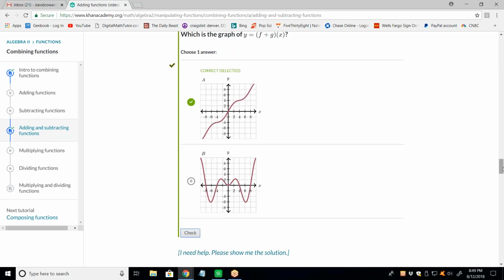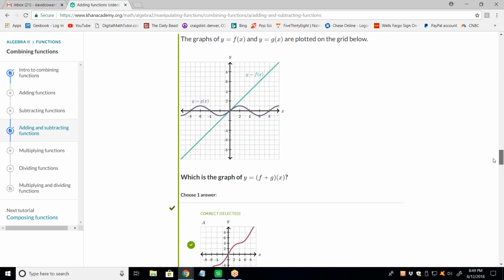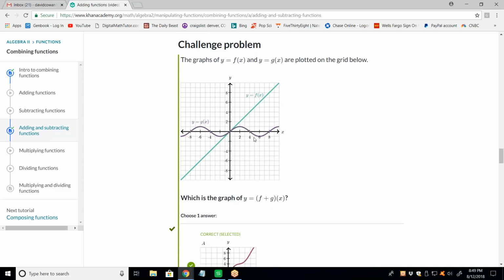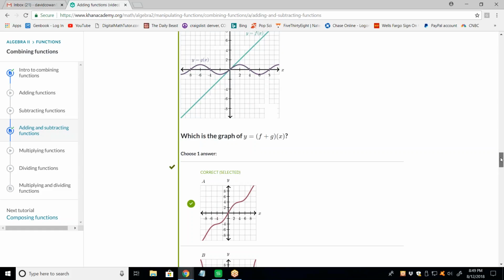But that's how you do it. In other words, you don't really need to know what these two functions were. I didn't need to know that that was y equals x or that that is y equals sine of pi over 8 x. It's irrelevant to the solution. All we had to do is add the two y values together of each function at a particular point and make sure that it agrees with this function that they came up with. Because it's hard to tell. When you look at these two graphs, it's not easy to add them in your head. It just isn't.